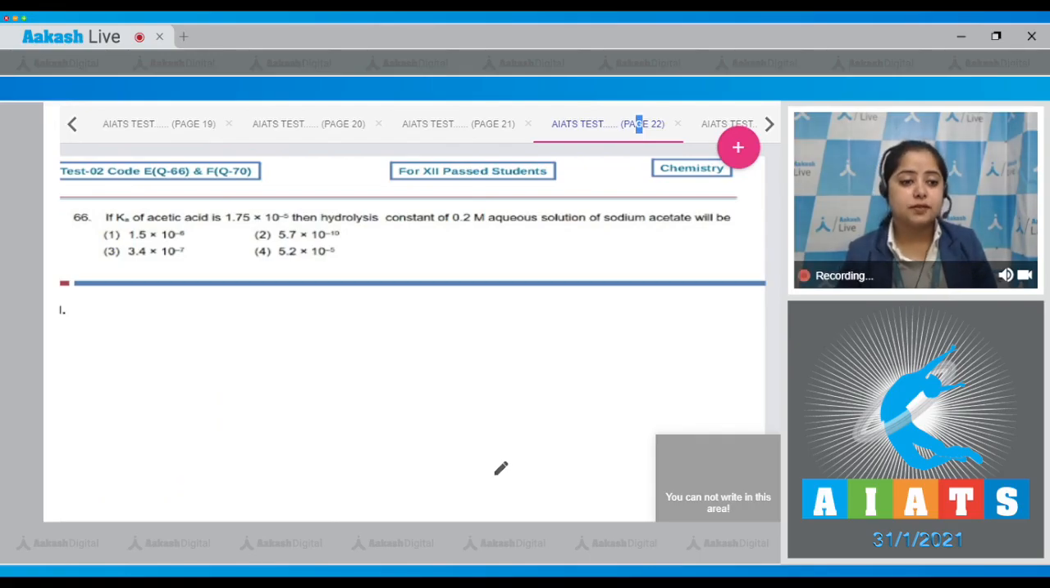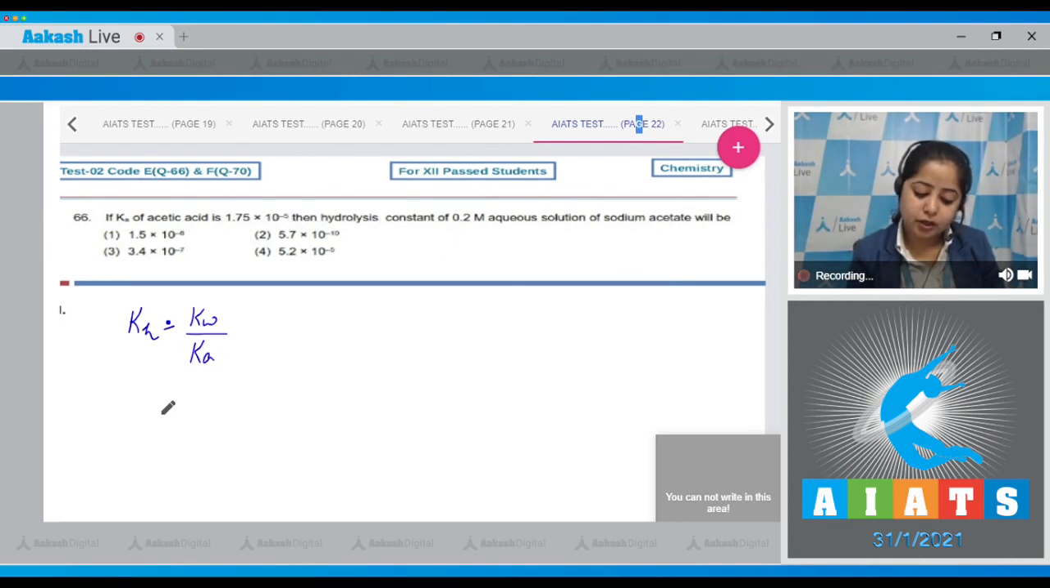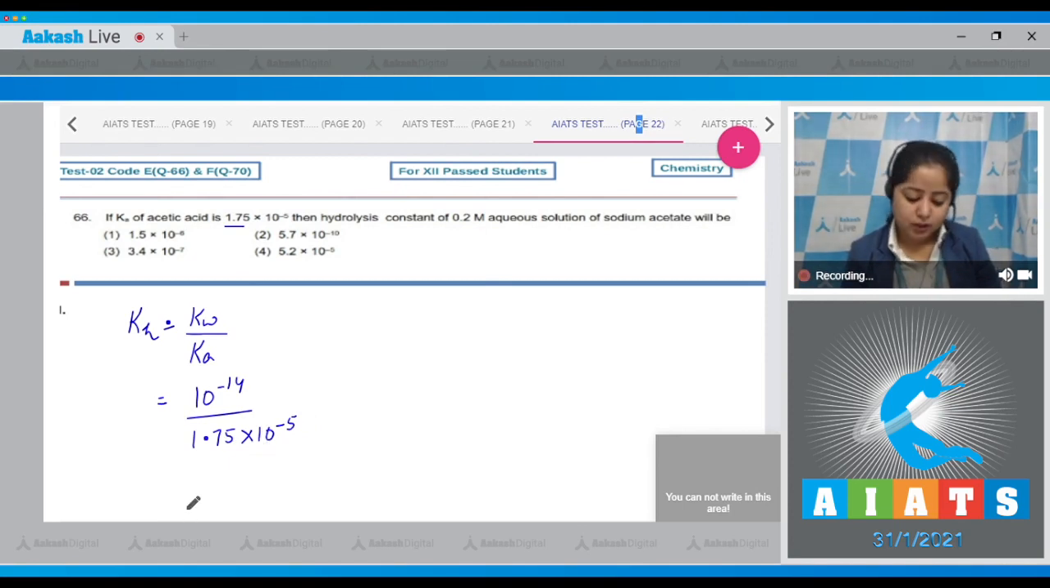Question number 66. If Ka of acetic acid is 1.75 × 10^-5, then the hydrolysis constant of 0.2 molar aqueous solution of sodium acetate will be. Student, we know that the value of Kh is equal to Kw upon Ka. Kw is equal to 10^-14. Ka is given, which is 1.75 × 10^-5, so Kh is equal to 5.7 × 10^-10.